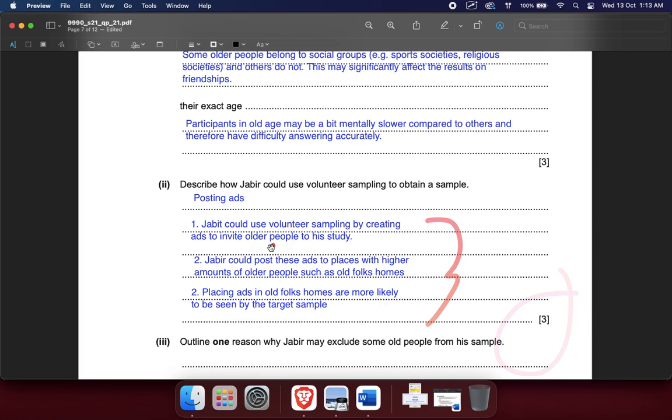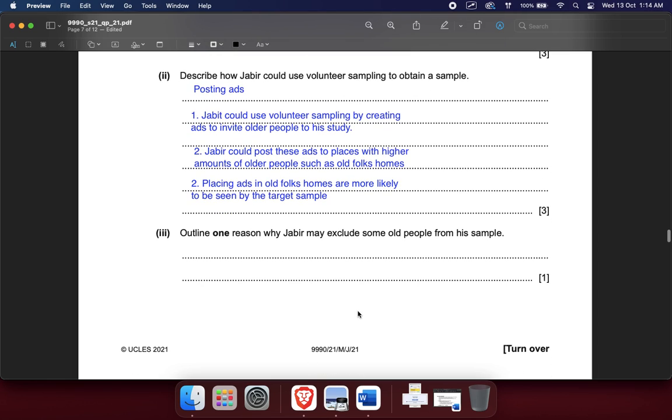So 3 marks. Clear points. Right? First one is creating ads. Second one is where do I put the ads? Third one is what effect the ads will have: more likely to get the sample that I'm looking for. Right? Next one. Outline one reason why Jabir may exclude some old people from his sample.